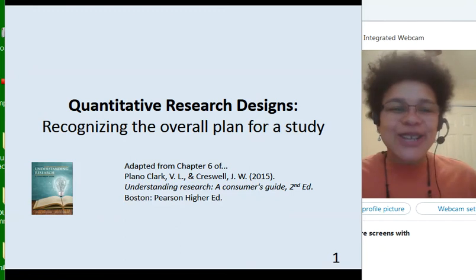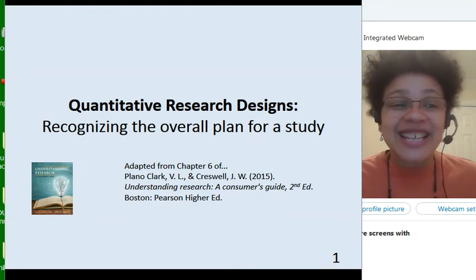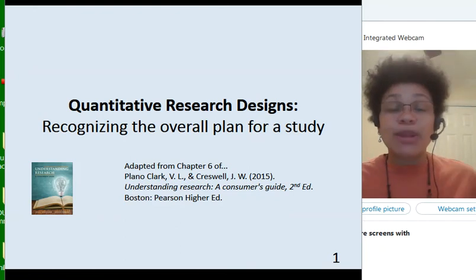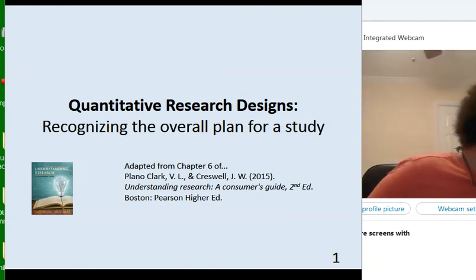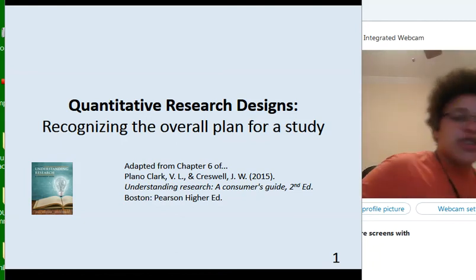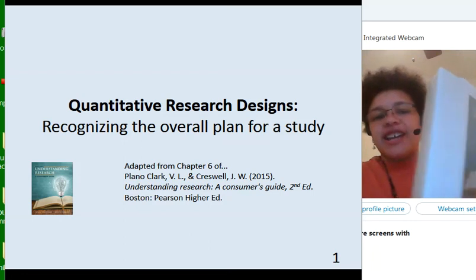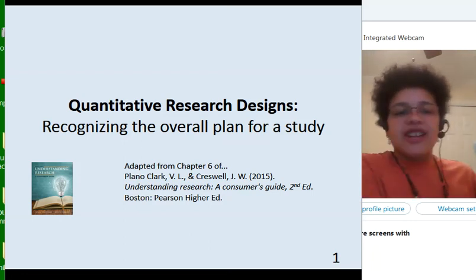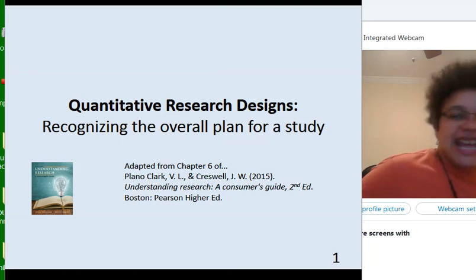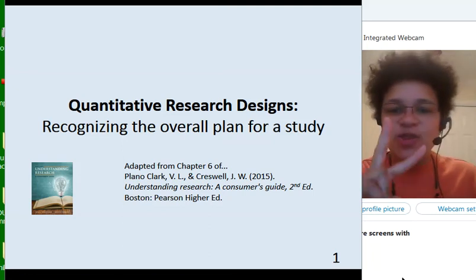Okay, today we're talking about quantitative research designs, recognizing the overall plan for a study. This is adapted from Chapter 6 of our wonderful textbook by Plano Clark and Creswell, Understanding Research: A Consumer's Guide. Okay, so slide 2.